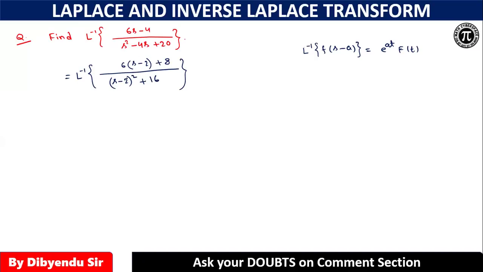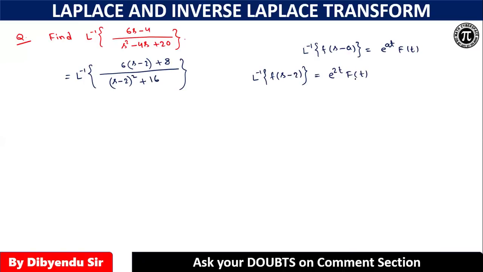So obviously, you can see here in the numerator the term is s minus 2, and in the denominator the term is s minus 2. That means you can say that the variable s is replaced by s minus 2. Yes or no? So obviously this term is our F of s minus a, that means Laplace inverse F of s minus 2. So according to the formula of first shifting property, the answer will be e to the power 2t f of t.